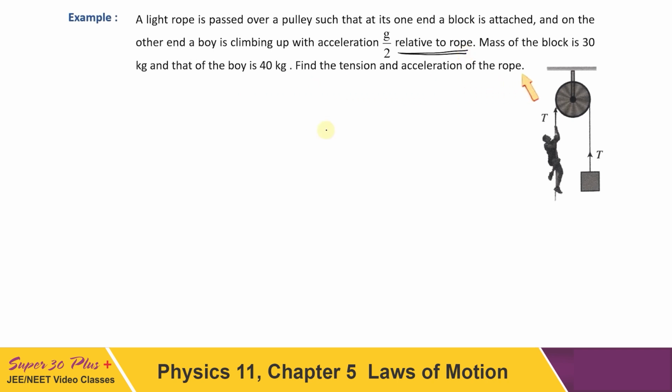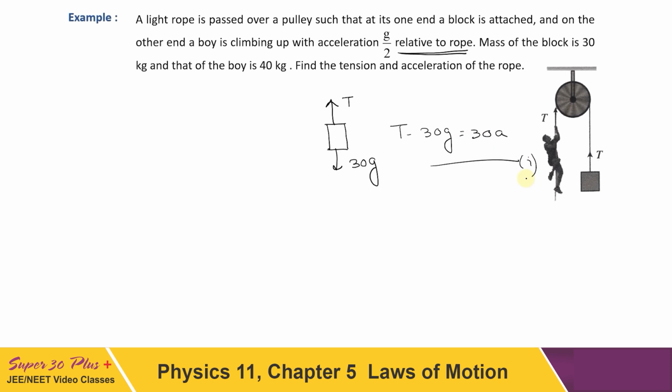Okay, let's start. First, draw FBD for the block on which two forces are there. One is tension in upward direction, other is its weight in downward direction, and it is equal to 30 g. It has mass 30 kg. If we are considering that it is going up, then we can write T minus 30 g is equal to 30a. This is our equation number 1.